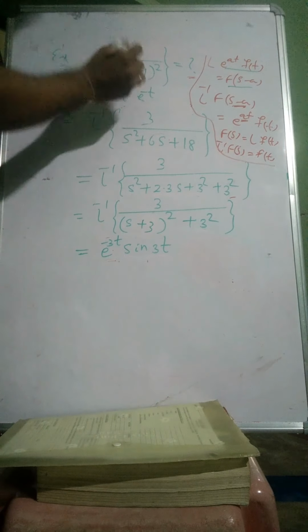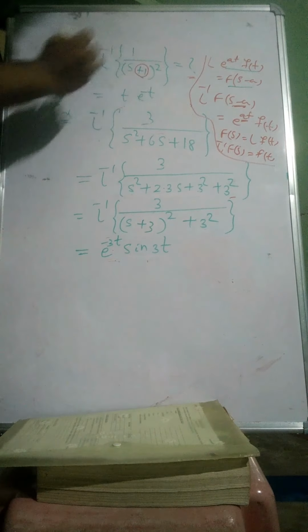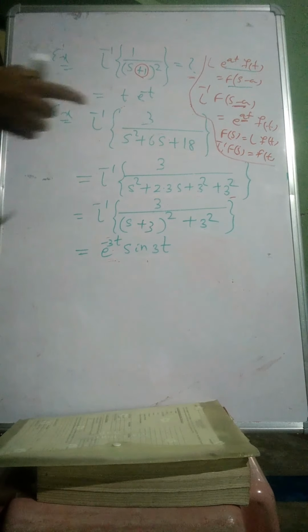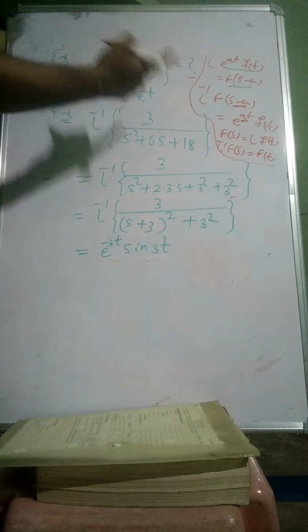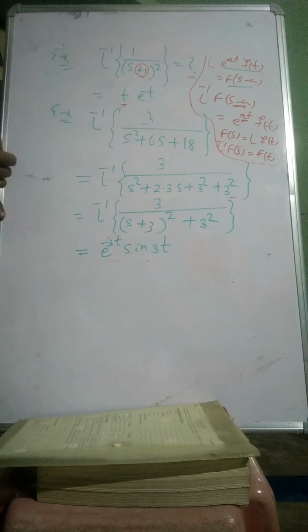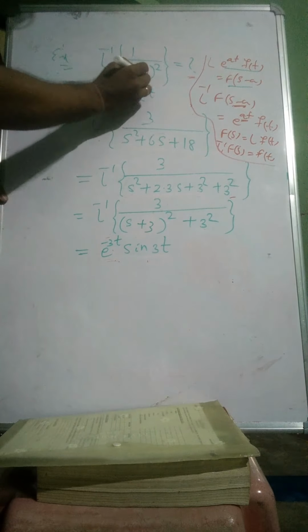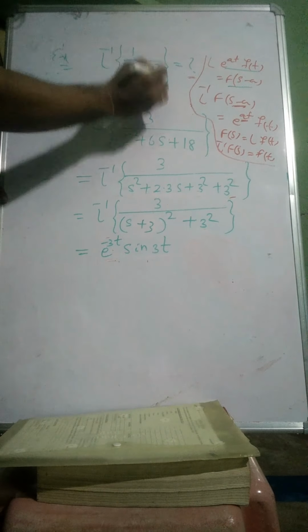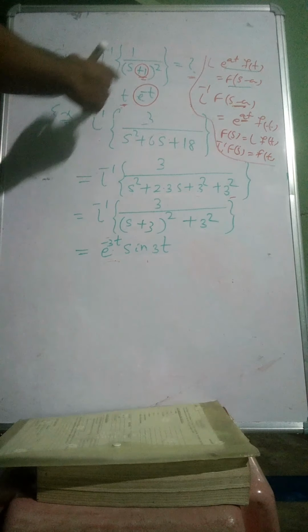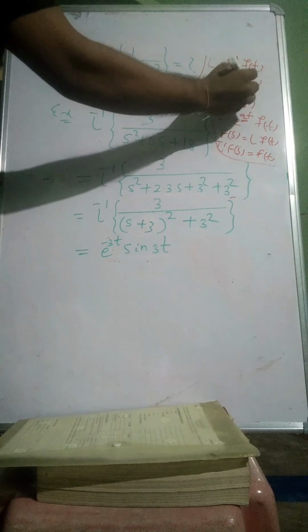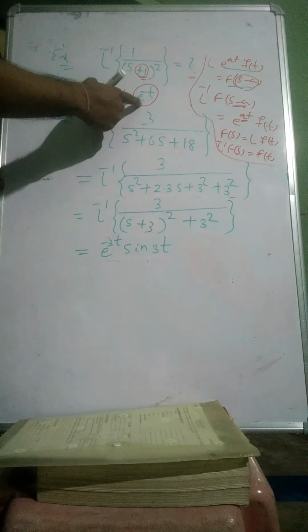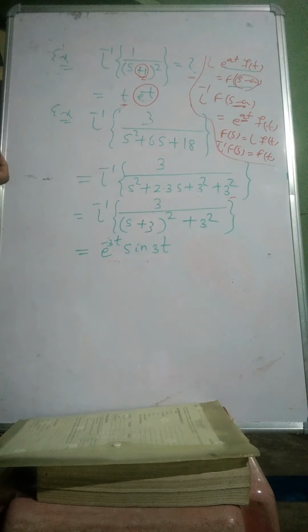So to solve this Laplace inverse of 1 by (s plus 1) whole square, just suppose it is only s square, not (s plus 1) whole square. Suppose it is only 1 by s square. Whose Laplace transform is 1 by s square? It is t, so just write t. Now since it is s plus 1, we have to multiply e to the power minus t, because s will be replaced by s minus a.